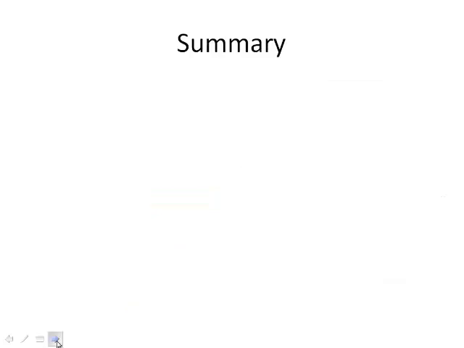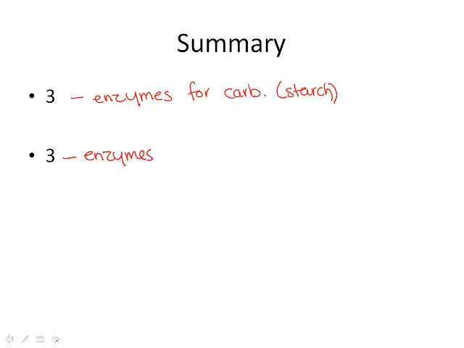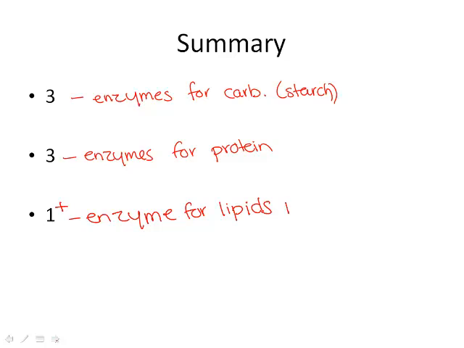So that's it for the enzymes. Some things to remember. There are 3 enzymes for our carbohydrate, which is our starch. There are 3 enzymes for protein, not including our HCl, but HCl again is extremely important. And then our 1+: 1 enzyme for lipids plus the bile, which is the emulsifier, in order to break it down for that enzyme.